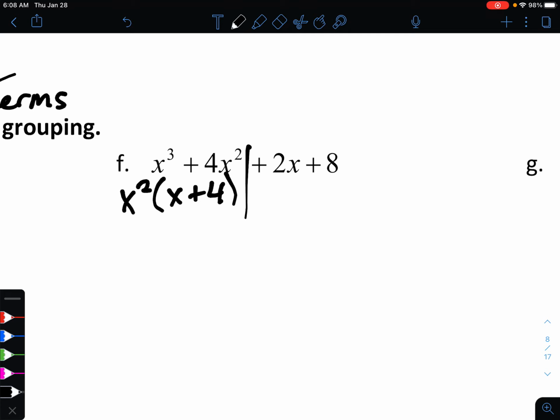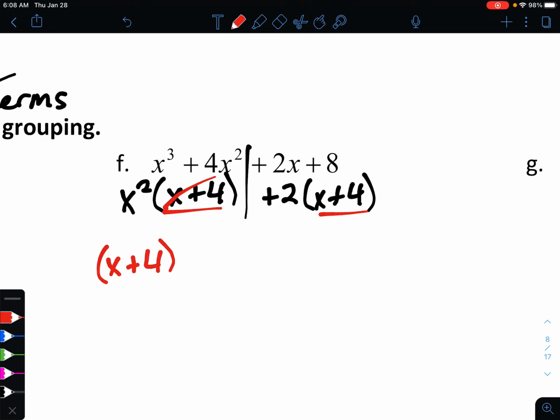On the right side, we've got 2x plus 8. The GCF on that side is a positive 2, and that also gives us x plus 4 inside the parentheses. So once again, our parentheses match up. We're going to go ahead and factor those out first, and then what's left we'll put into another set of parentheses, so x squared plus 2. And again, with x squared plus 2, it is not a difference, so we can't use difference of squares. So at this point, we would be done.